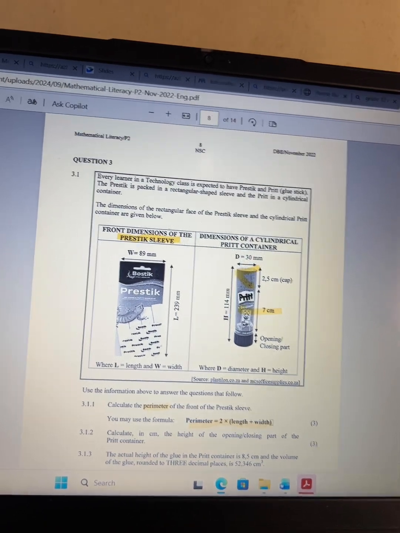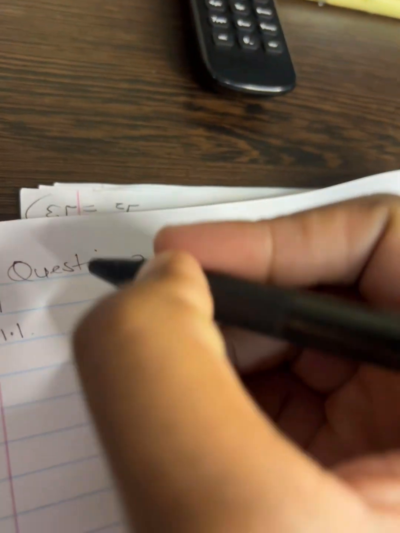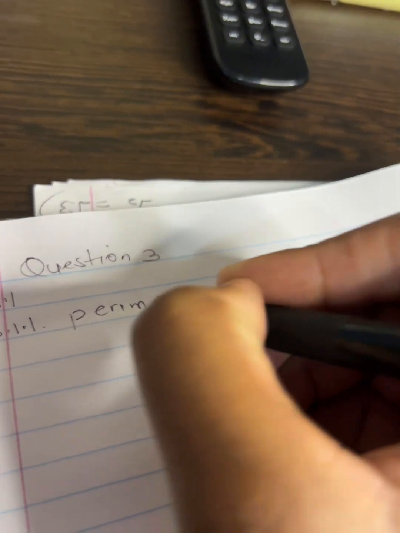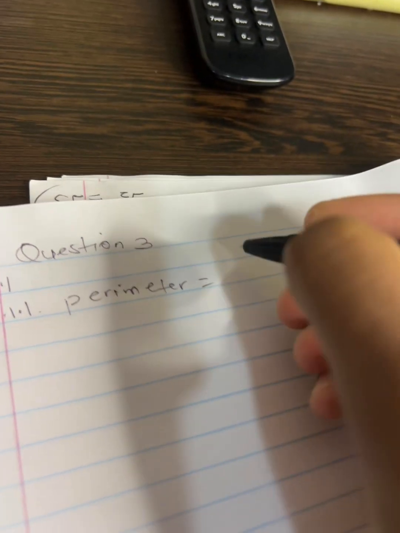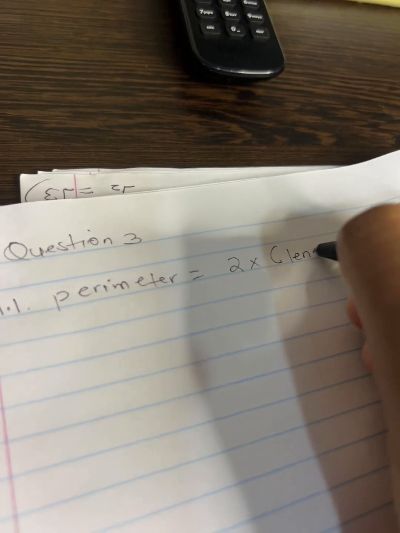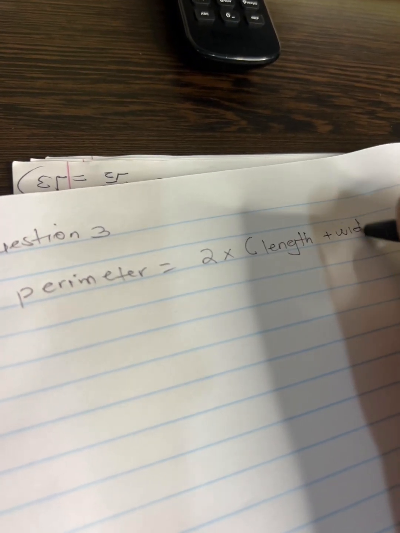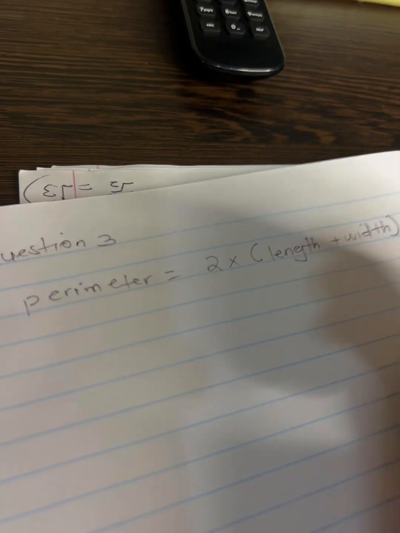So now we are going to copy down the formula that we are given. The formula is perimeter equals 2 multiplied by length plus width. So this is the formula that we are given.